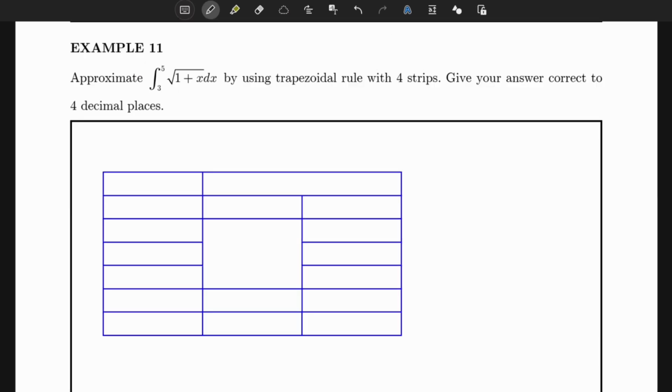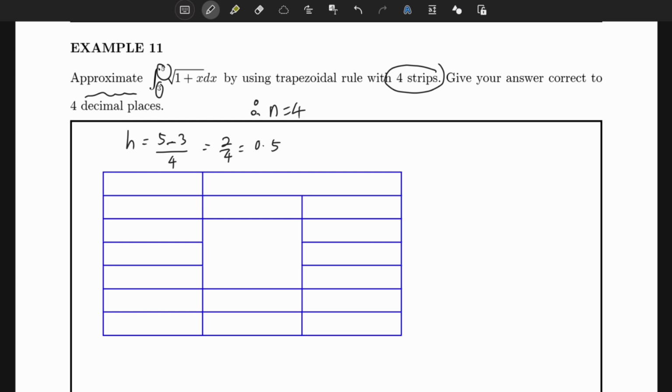Example 11. Approximate the integral of square root of 1 plus x dx from 3 to 5 by using the trapezoidal rule with 4 strips. Give your answer correct to 4 decimal places. So 4 strips, hence n equals 4. Find your h. h will be 5 minus 3 over 4. So we have 2 over 4, so 0.5.